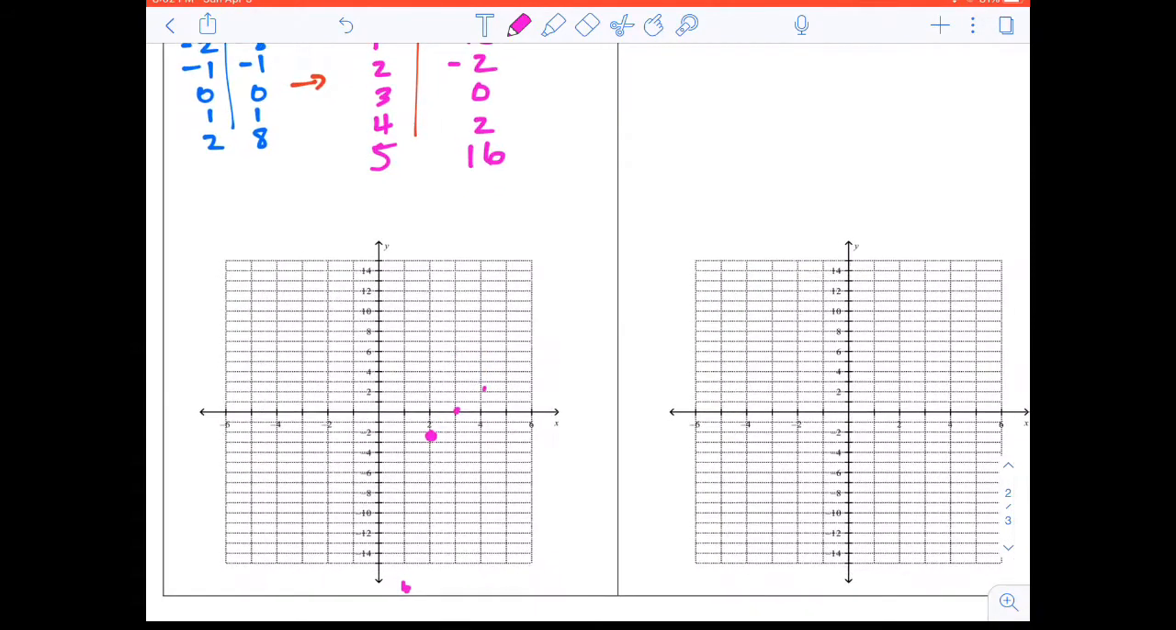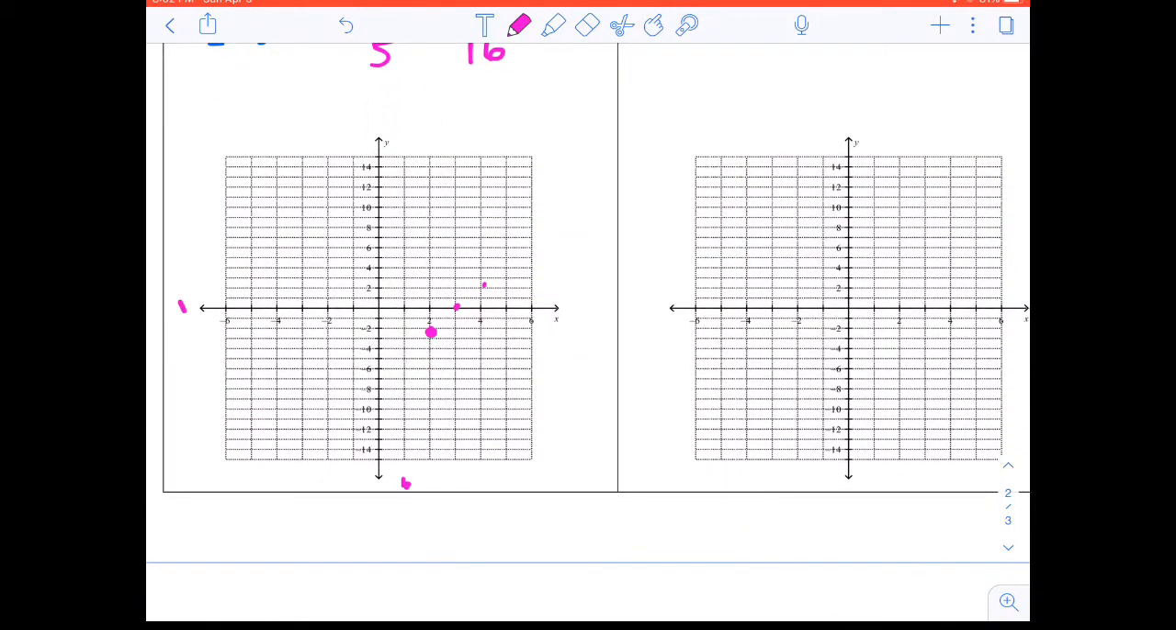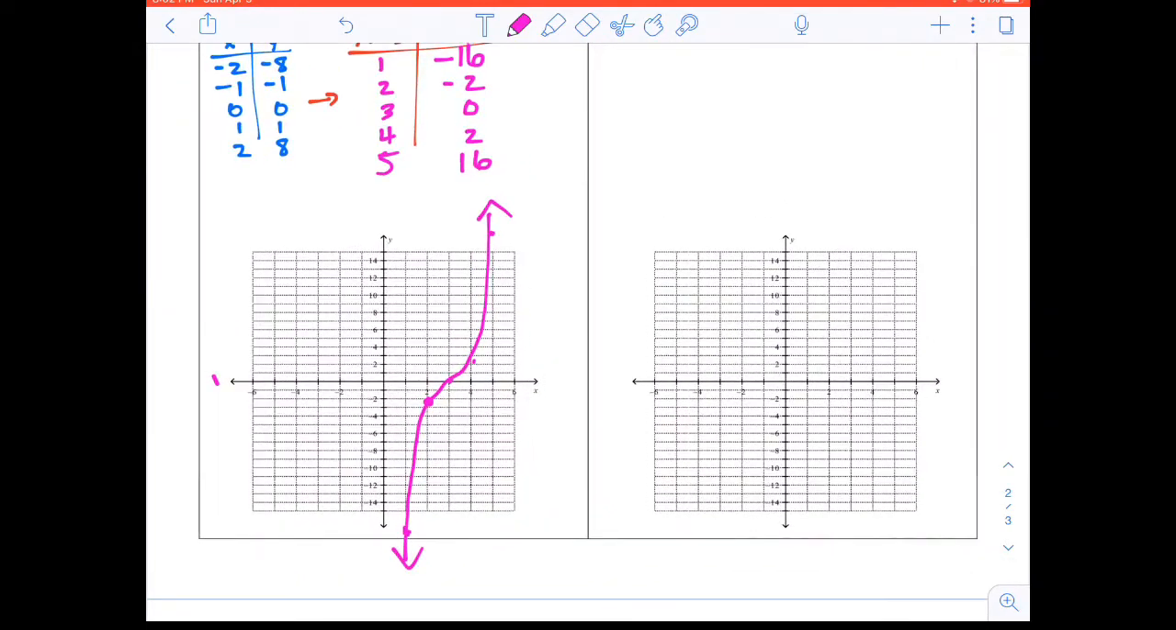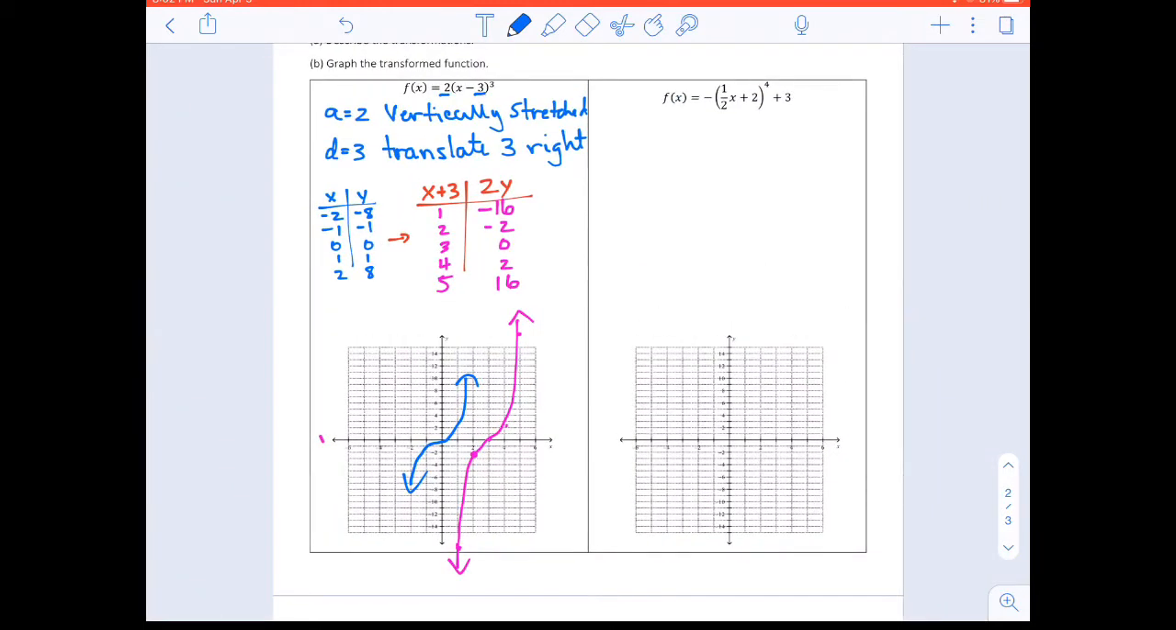And we got 5 and 16. Something that looks like that. Remember what the base equation looked like above. I'll just draw a little rough graph of it here, but it looks something like this. So I can see that that one's been translated to the right. I can see that it's a little bit more stretched than the original graph that we start with.